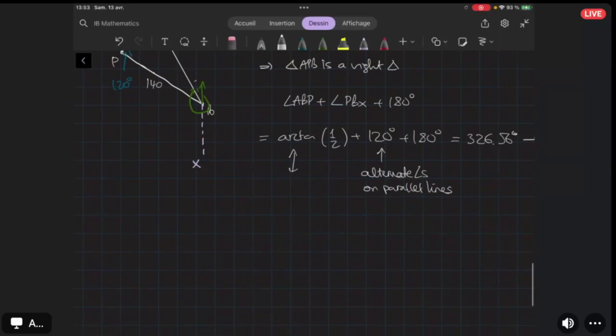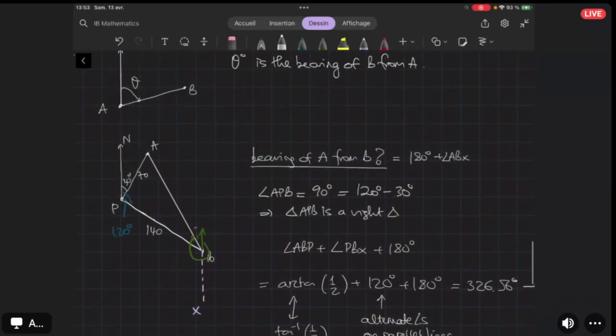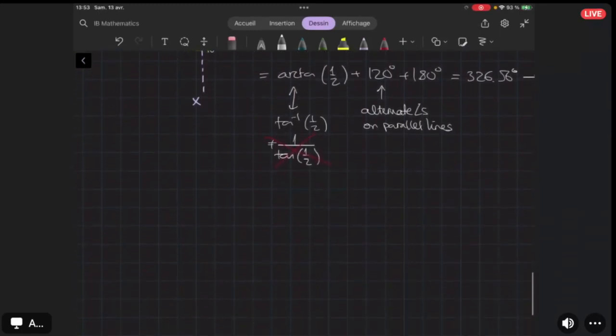Arc10 is an annotation for tan to the minus 1. Sorry about that. I tend to write Arc10. It looks a bit nicer and not as confusing. I'm going to kill you if you write something like this. So yes, I prefer inverse tan. I prefer writing Arc10 instead of whatever. So that's that. Any questions?